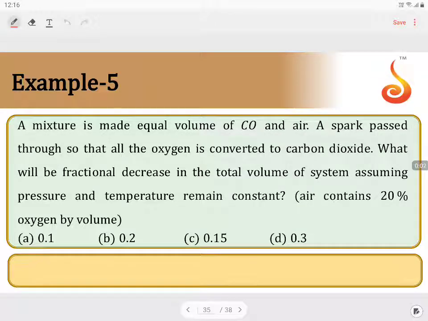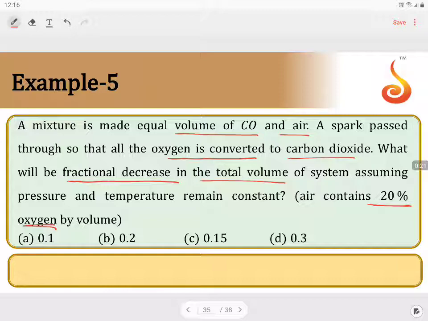A mixture is made of equal volumes of CO and air. A spark is passed through so that all the oxygen is converted to carbon dioxide. What will be the fractional decrease in the total volume of the system, assuming pressure and temperature remain constant? And it was mentioned that air contains 20% of oxygen by volume.